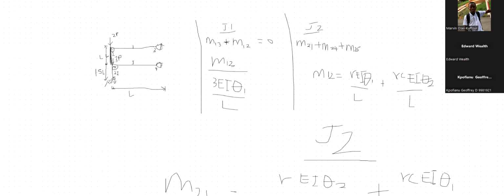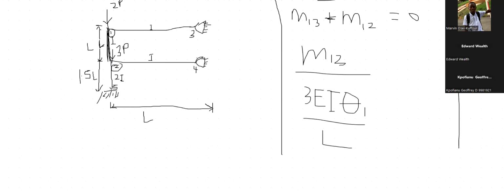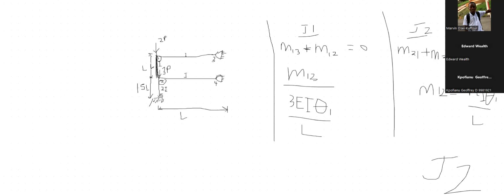Let's do M24. M24 will follow the same thing like the M13. There is no load passing through, so it's just 3EI theta over L.